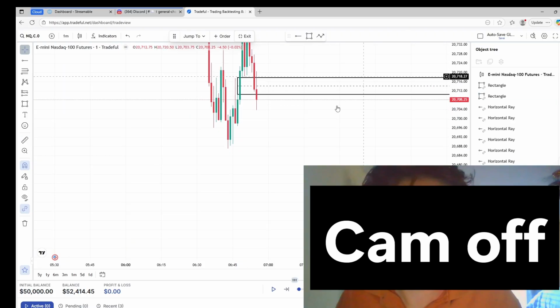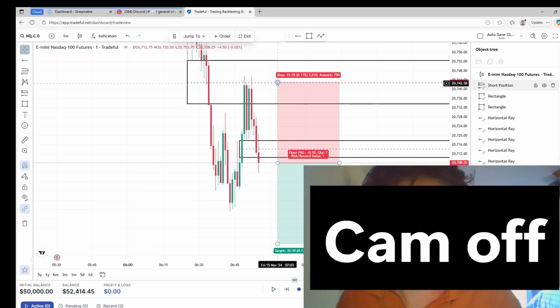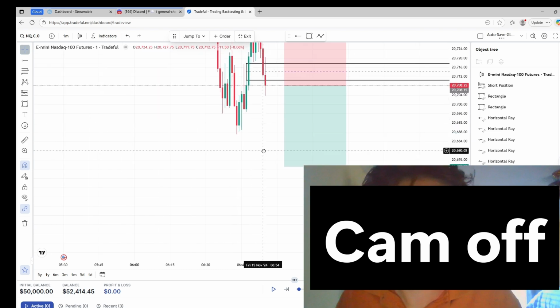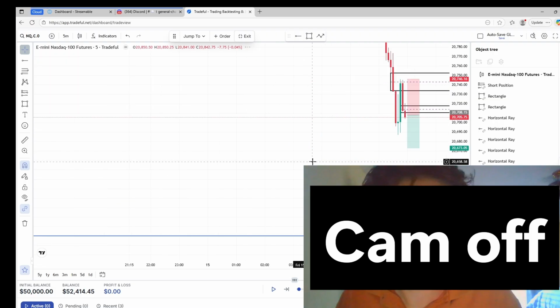I would probably be in. I would have been in this trade. So yeah, I'd probably take this trade right here. We'll put our stop loss like, fuck. What do we target though too? That's another thing. I gotta figure out what we target.